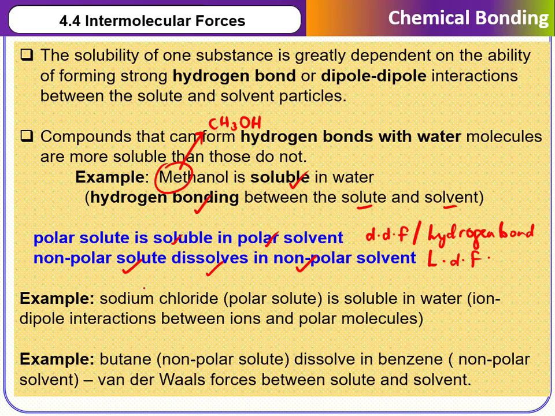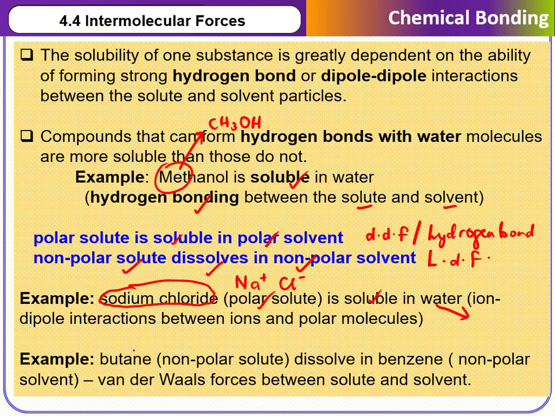Next example is sodium chloride. Sodium chloride is an ionic compound. It is a polar solute. Why polar solute? Because it is held by the positively charged and negatively charged ions, right? So it is soluble in water. Why? Because water is a polar solvent.